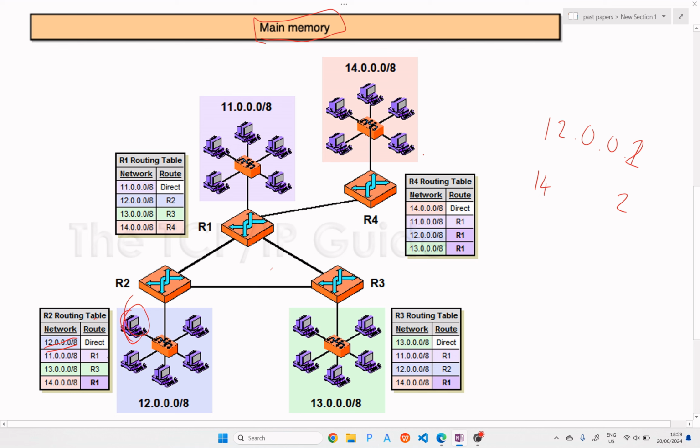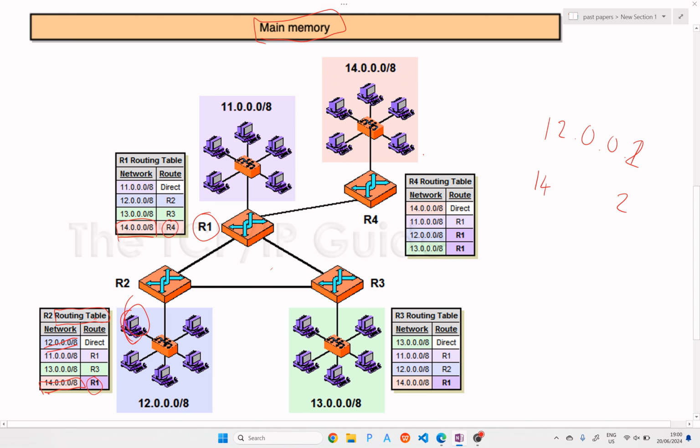Sorry, let's not look at that. Here we want to send to 14. So from 14 it's saying send to router 1, and again we see this is the routing table. So we send to router 1, which is going to be this one. Now when we get to router 1, it then looks in its routing table, and here it says, for 14, we want to send to this R4.